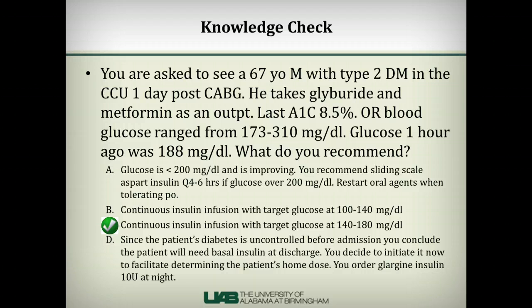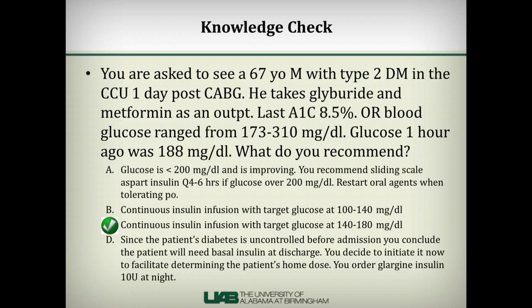B and C both talk about continuous insulin infusions, and I think that is a key component because this was a complex procedure this patient underwent. And the targets are different. So the problem with the first target is just too low. The second target in C is consistent with what's recommended by guidelines.